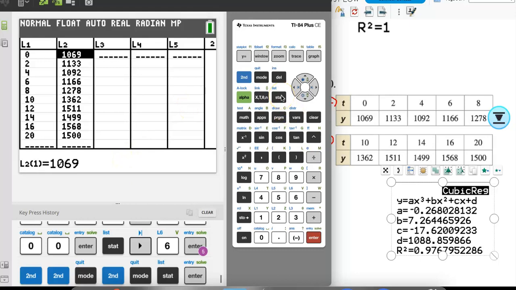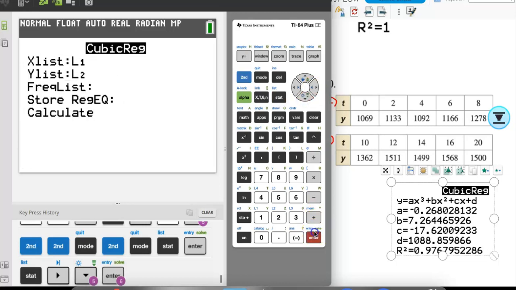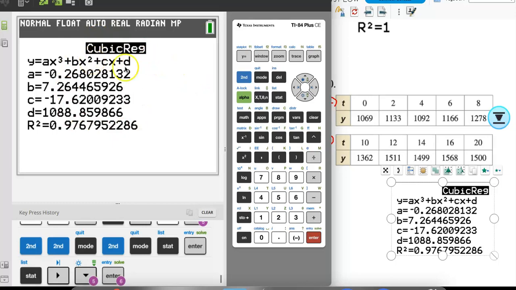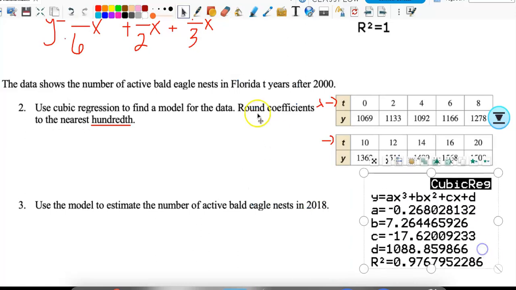After you've typed that in, you're going to press stat, go over to calc. We are going down to cubic, hitting enter a million times, and you should get the following numbers, which I've copied and pasted right here. So now I just need to take all these beautiful numbers and round them to the nearest hundredth.